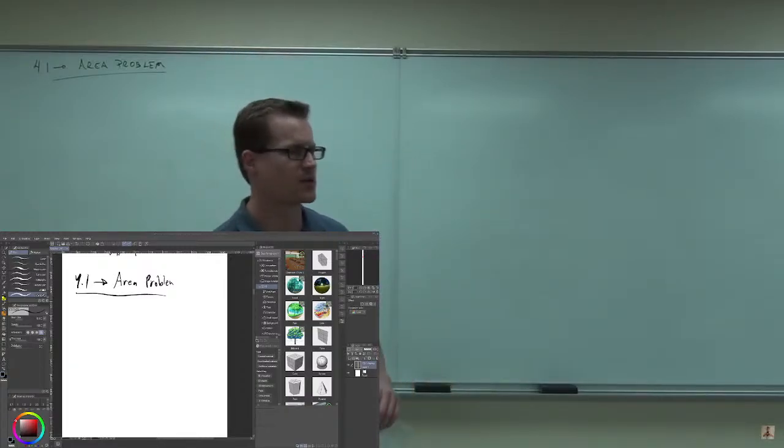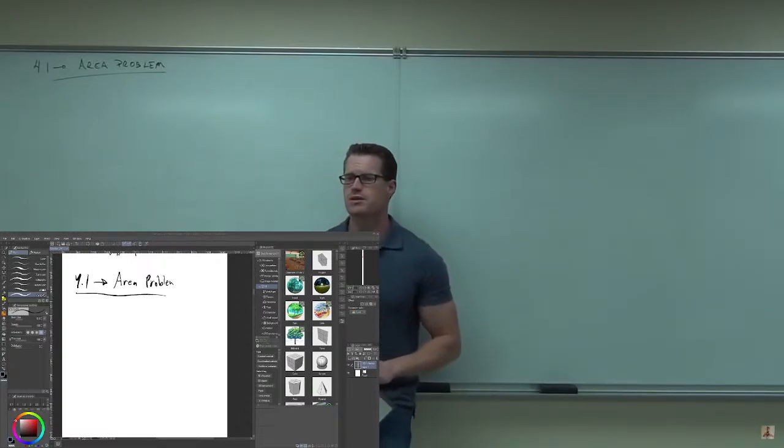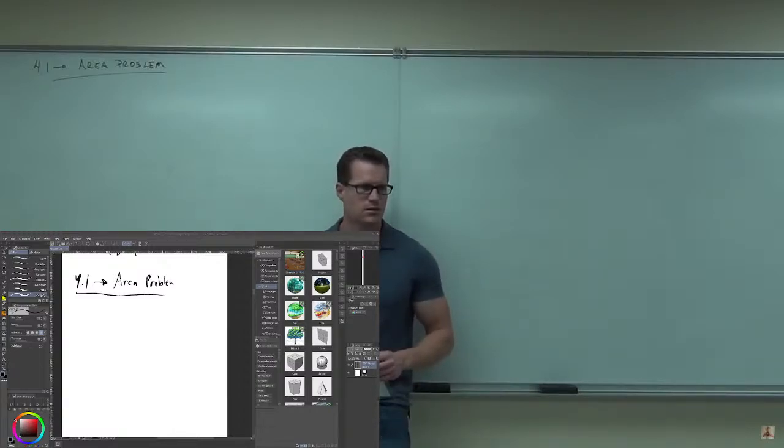The first main problem in calculus, where we spent the majority of our class, more than half of it, was, can you find the slope of a curve at a point? What was that? Derivative. The second question in calculus wasn't about the slope of a curve at a point. It was, can you find the area under a curve? Do you remember that question?